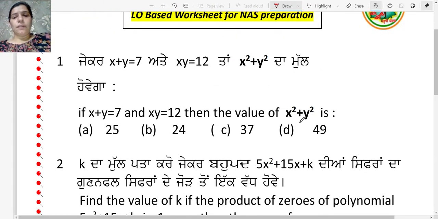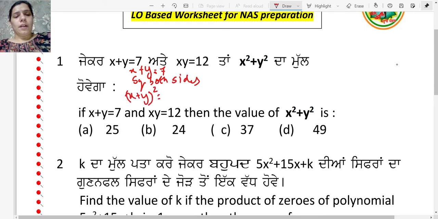Students, in this we will apply the formula of (a plus b) whole square. You are given that x plus y is equal to 7. You will square both the sides. Okay students, on squaring both the sides, you will get (x plus y) square is equal to 7 square. I'm telling you the method how to do that. In exams you can do it in a shortcut method.